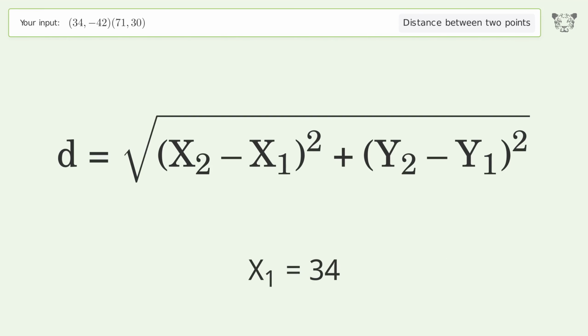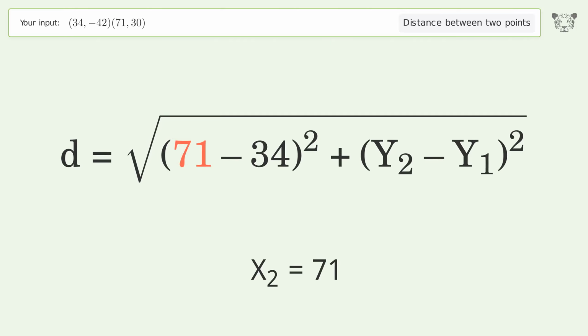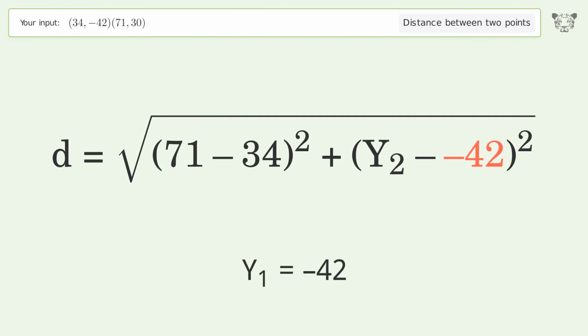x1 equals 34. x2 equals 71. y1 equals negative 42. y2 equals 30.